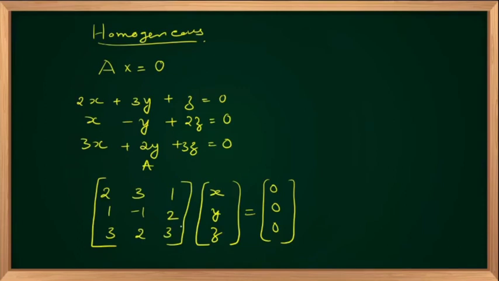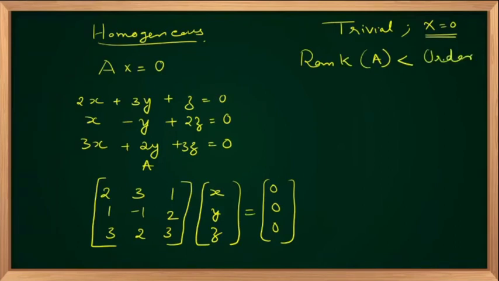Now, we know one solution is always there, which is called the trivial solution, which is x equal to 0. We are not interested in the trivial solution. We'll say an independent set of solutions will exist if and only if the rank of A is less than the order of the matrix. If the order of the matrix is n, the rank must be less than the order for any independent set of solutions. For example, in this particular case, n is equal to 3.